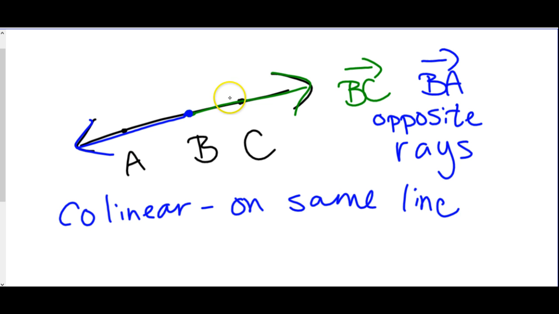A, B, and C are collinear because they are all on that same line. If I took a point and put point D out here, D is not collinear to A, B, and C.